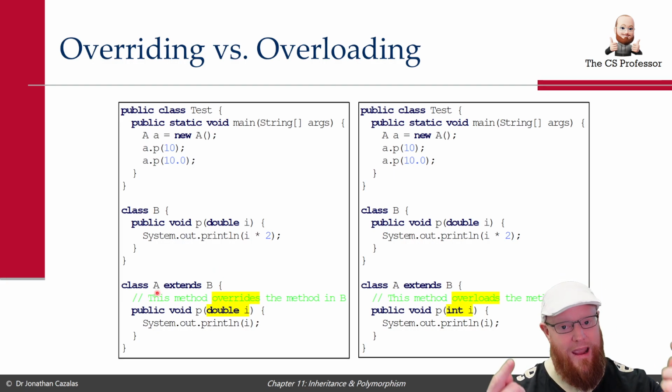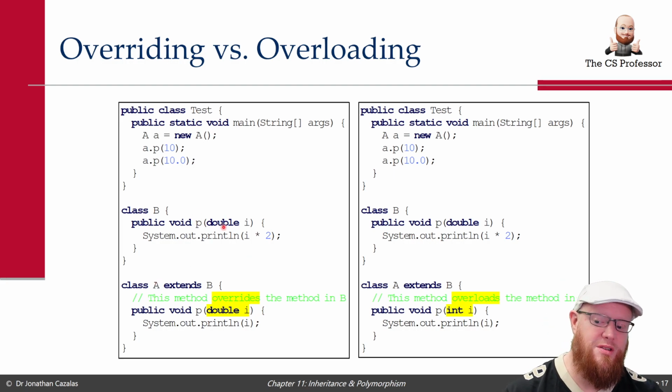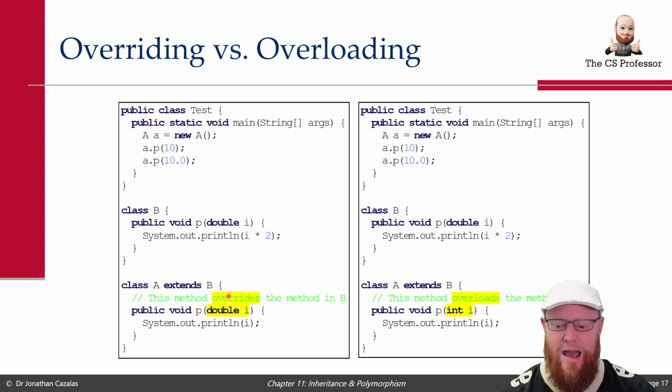Class A inherited this method from class B, but then class A said, you know what? That method we inherited, method p with a double parameter, I don't like it. I want to make my own version. So class A made its own version of that. It effectively cast aside the one that was inherited, and it made its own version. What does its own version do? It simply prints I. So we come back here to our main.